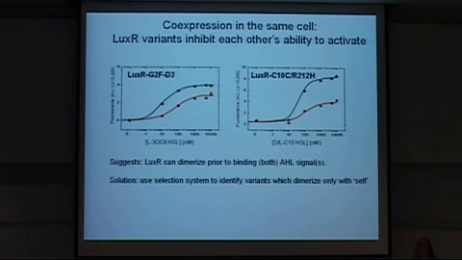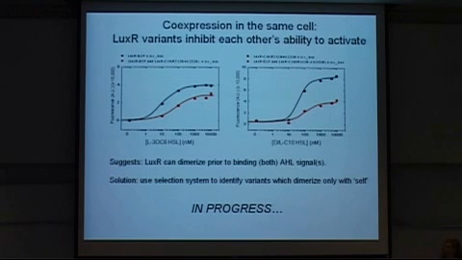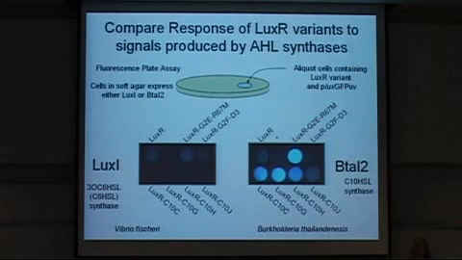heterodimers. So we would like to be able to select for proteins that act as homodimers, and we've set up the selection system to do that, and all I can say at this point is that's in progress. But the variants we have found aren't completely useless.